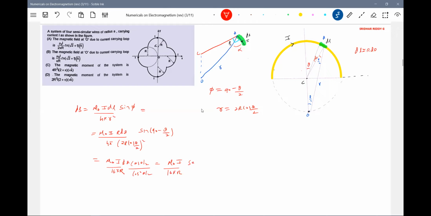I think this will be secant theta by 2 d theta. What should be the limit? I assumed only one element. I think the limit should be minus pi by 2 to plus pi by 2. This is the theta equals 0 degree line, pi by 2, minus pi by 2. So the limit should be minus pi by 2 to plus pi by 2.